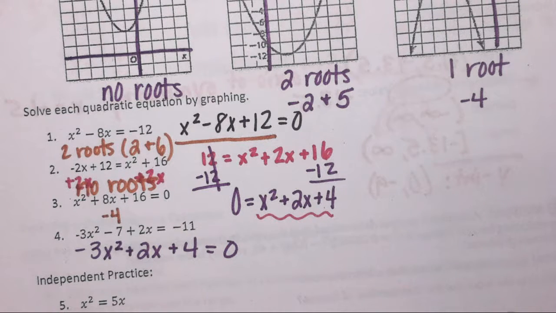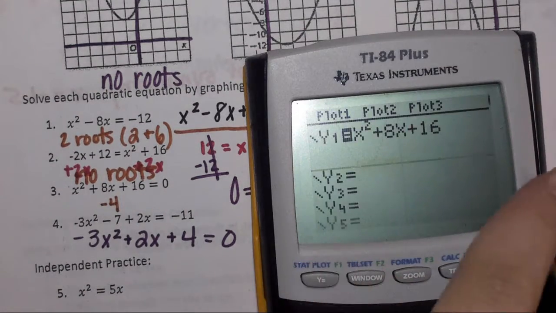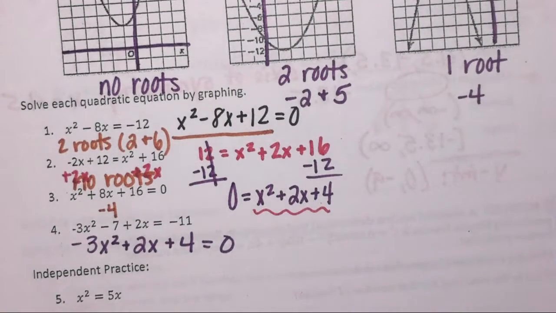Now, if Brady had left it negative 3x squared plus 4 plus 2x, his calculator would graph it. Your calculator can handle it as long as everything is on one side. But that wouldn't be standard form, and I would be sad. So, he didn't do that. Okay, so you graph it, and what do you get as your answers? There are 2 roots, but where?